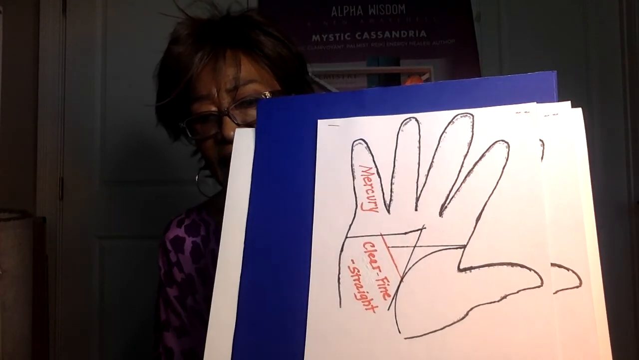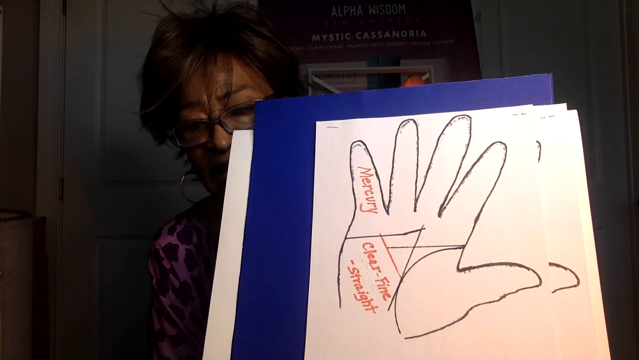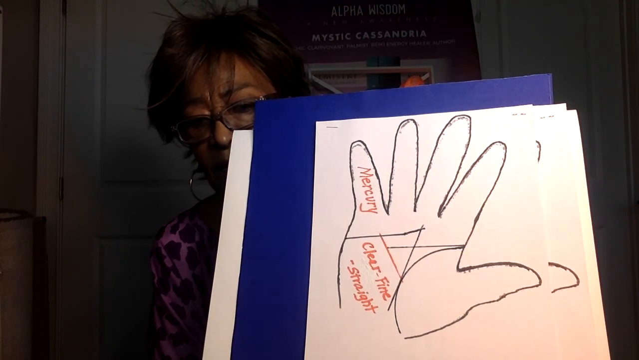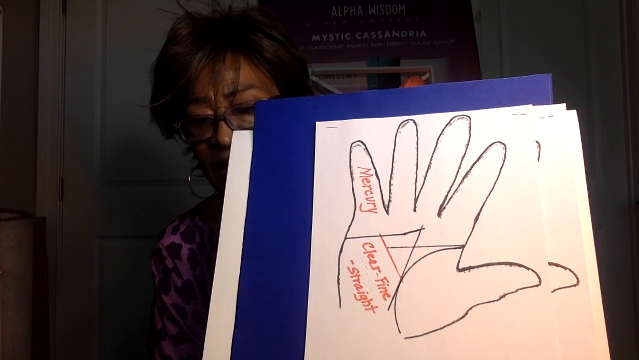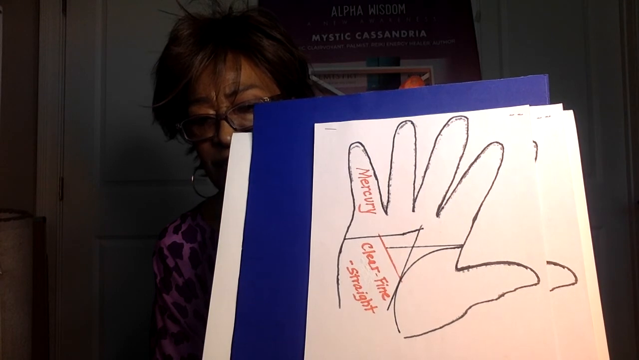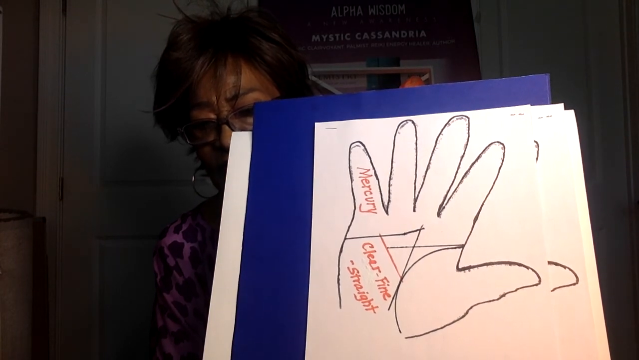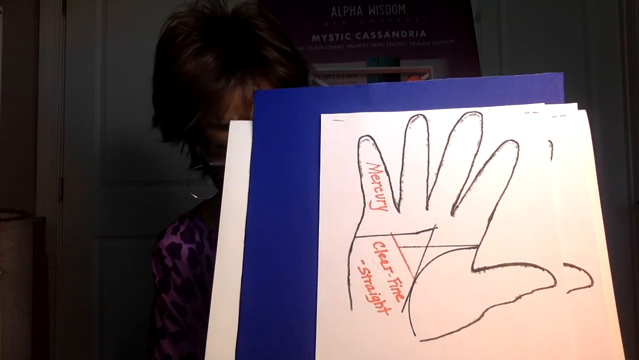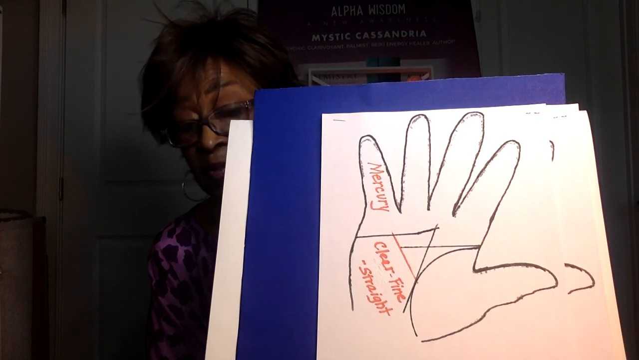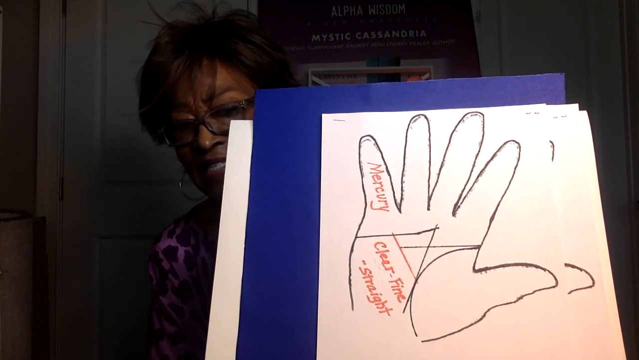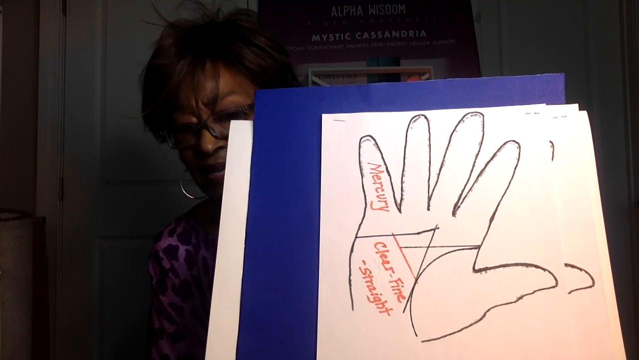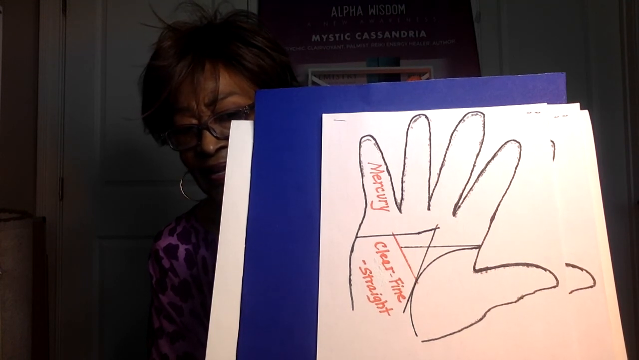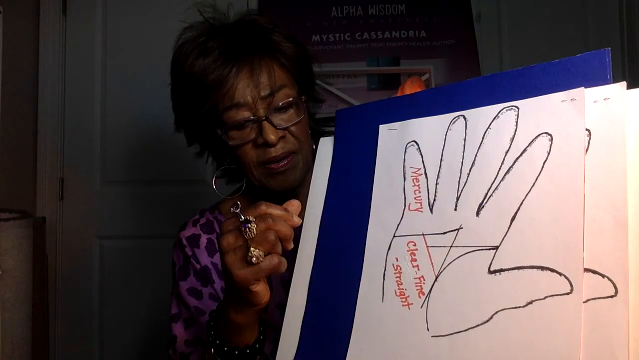All right, here's a clear, fine line. It's running from, well, it could be the fade, but looks like it's a little bit of the lifeline. Remember, it can go either way. Clear, fine, straight line. So that's good. Great communication skills, and since the line is clear, brilliance, mental brilliance here. All right, we will look at one more.